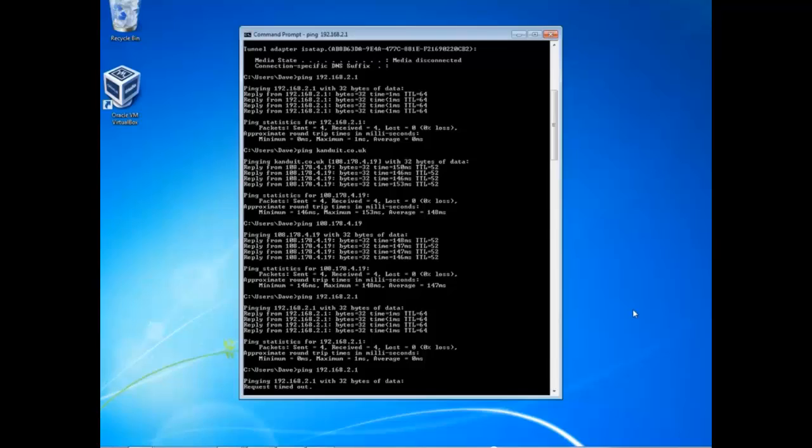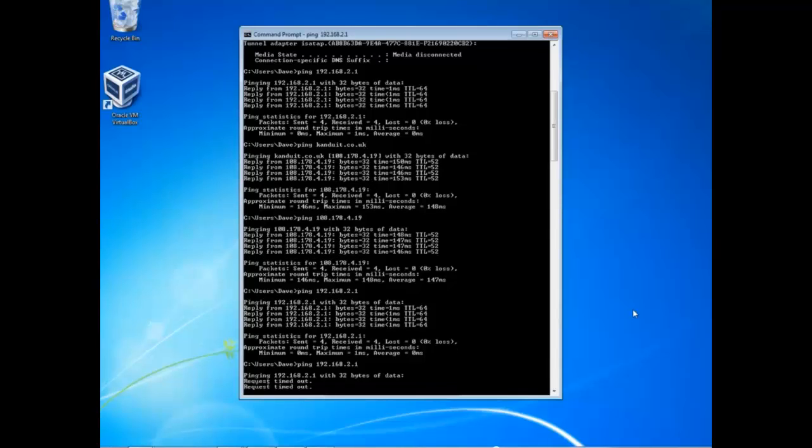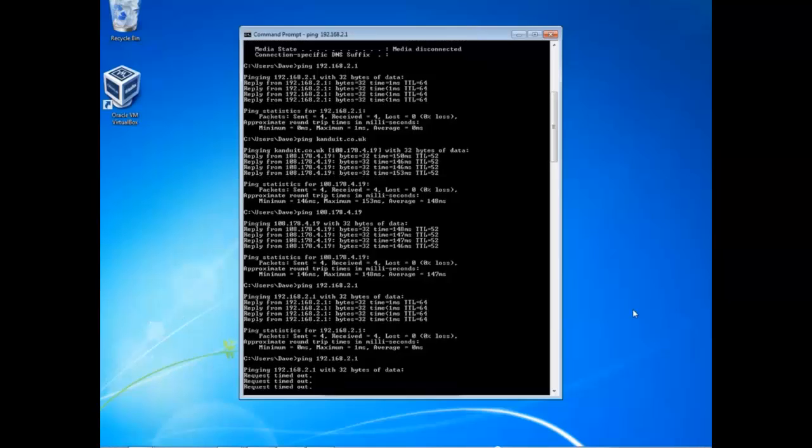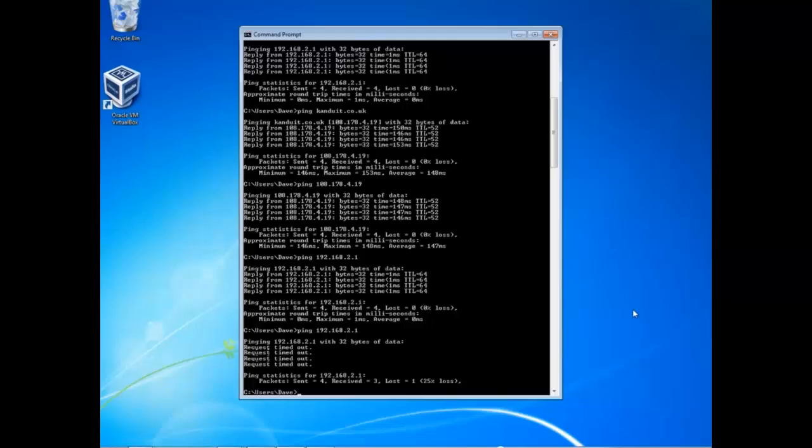Now if we try and ping 192.168.2.1 or the router, a response is no longer received and instead a message "request timed out" is displayed. As the default gateway is no longer active, we will also be unable to communicate outside our current subnet or ping CanDoIT. We can confirm this by typing ping 108.178.419.